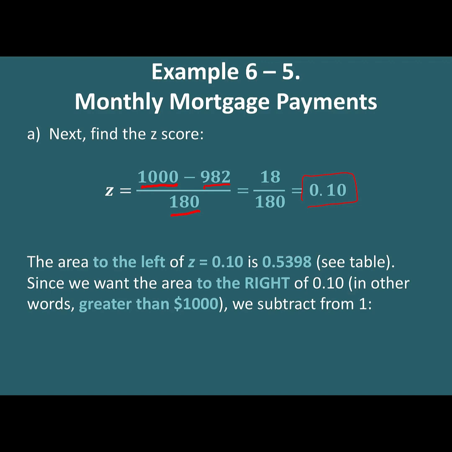And now we take a look at the table, and to the left of our z-score of 0.10, you find the area of 0.5398. But as the previous picture indicated, we're looking for the area to the right of 0.10. Therefore, in this particular case, we are going to subtract 0.5398 from 1 to get our actual answer of 0.4602.